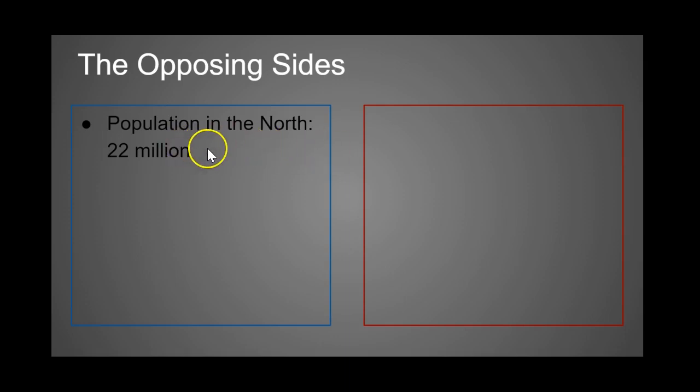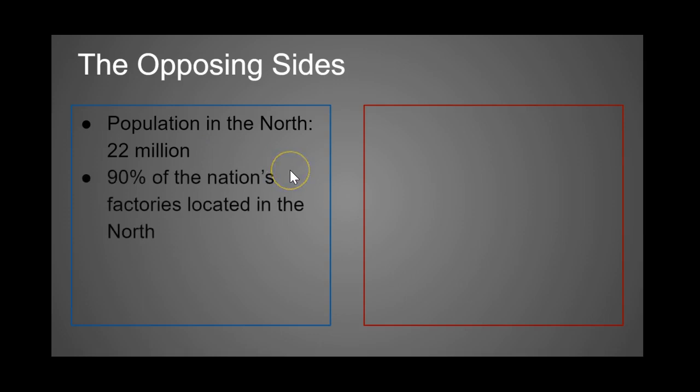The population of the North came in at 22 million people, okay? And 90% of the nation's factories are located in the North. That is the majority of manufacturing capabilities that the North has. The South does not have this. Now, why is this important? Why is this considered an advantage to have more production capability?